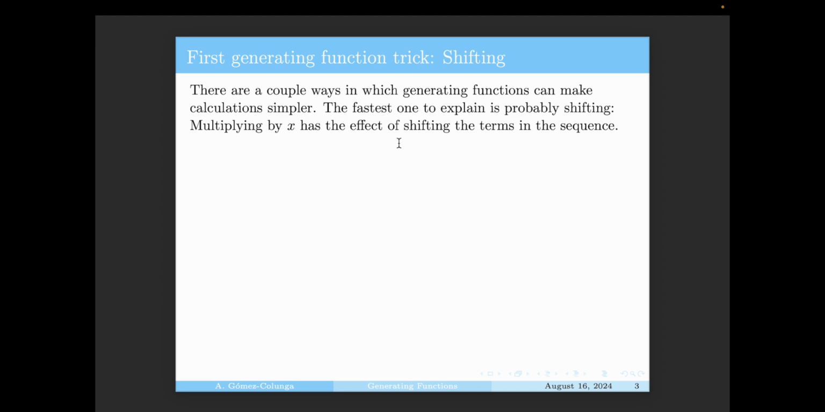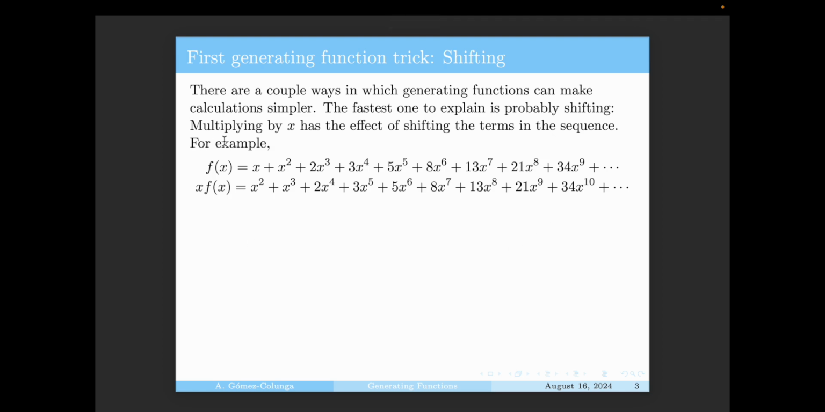The fastest one to explain is probably shifting, which is that multiplying by x has the effect of shifting the terms in the sequence. So, for example, if we start with our initial Fibonacci generating function, you've got the 1, 1, 2, 3, 5, and so on. Multiplying this function by x gives us this new function, where this x becomes an x squared, this x squared becomes an x cubed, the 2x cubed becomes a 2x to the 4th, the 3x to the 4th becomes a 3x to the 5th, and so on.